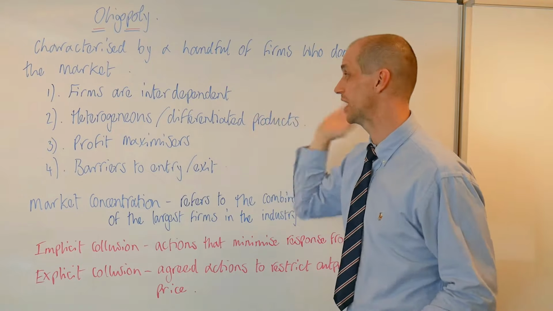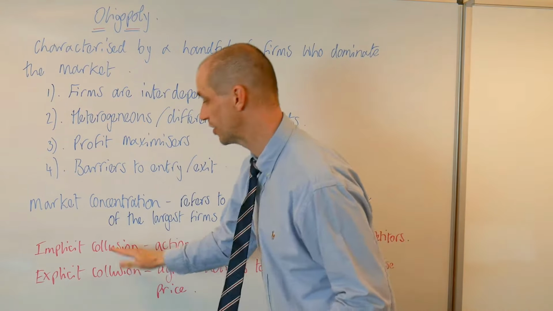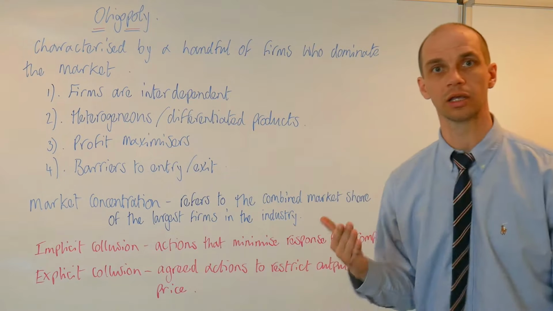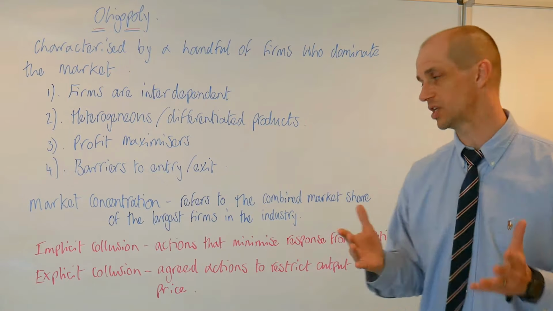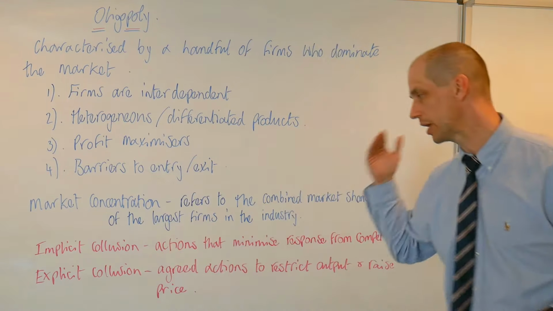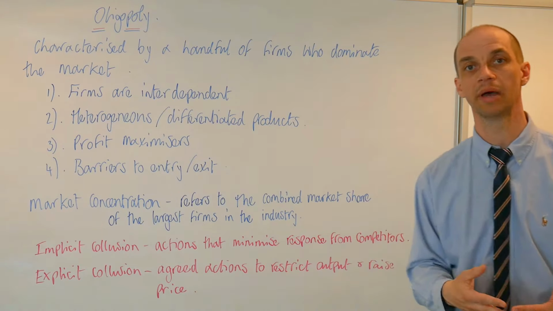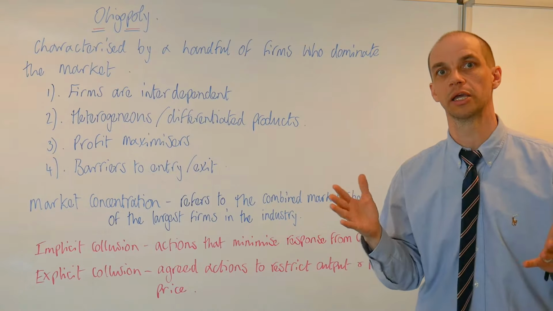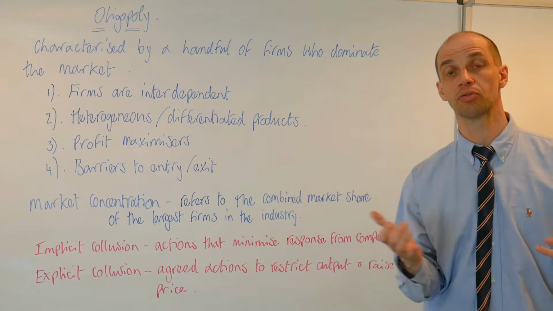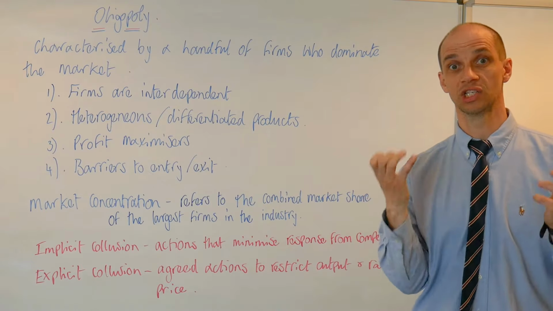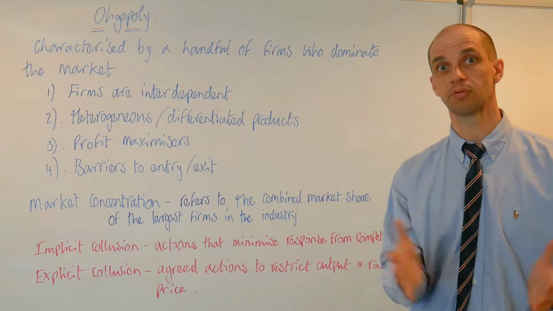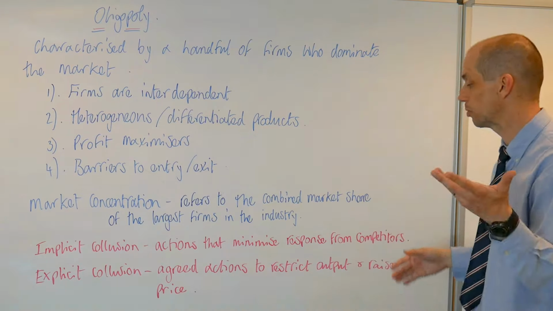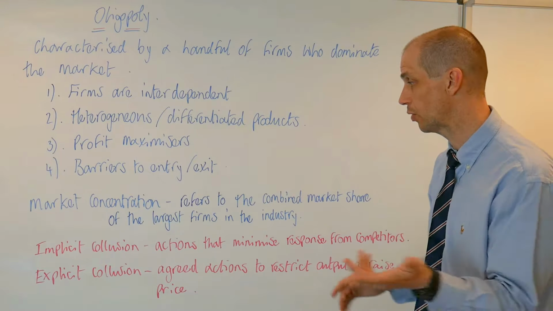Now we mentioned this point about interdependence. It's so important in oligopolies. There are two types of collusion that are likely to take place. Firstly, implicit collusion. Implicit or tacit collusion, as it's also known, is actions that minimise the response from competitors. This is things like price guarantees. Consider John Lewis, never knowingly undersold. What does that say? Well, it is a price guarantee, in essence saying that they will match the lowest price that you can find those consumer goods for. That applies to the electrical goods that they sell.